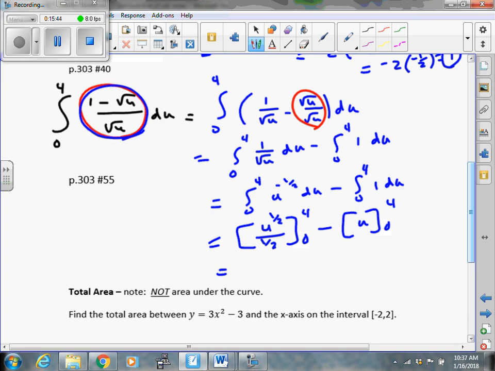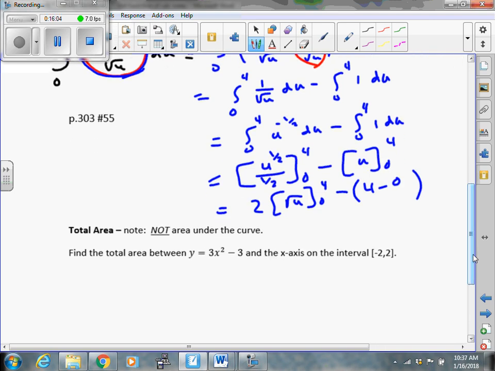Simplify this guy, pull the 2 out. 2 square root of u, 0 to 4, minus, this guy is, let's go ahead and do this. It's 4 minus 0. You plug in the 4 minus the 0. And then down here you get 2 square root of 4 minus square root of 0 minus the 4, which is 2 times 2 minus 4. All that work for a big donut.